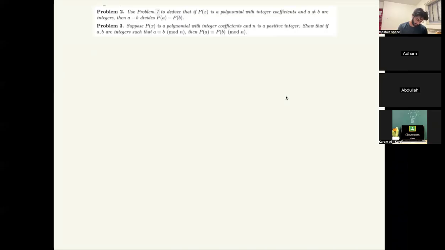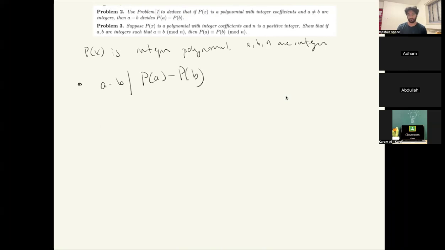P of X is an integer polynomial. So the properties are, let's say A, B, N are integers. The first property is that A minus B divides P of A minus P of B, for all integers A and B. And the second one is that if A and B are congruent mod n, then P of A is congruent to P of B mod n.